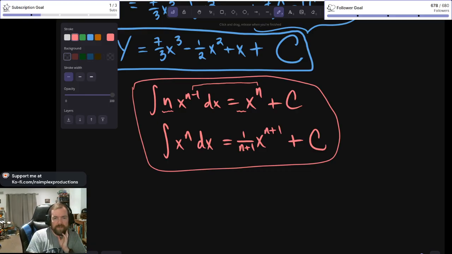Effectively, we took our n that we started with and we divided by our new exponent, which is n. So now n over n is just 1 out front. On the bottom one, we started with a 1 and we divide by our new exponent n plus 1, so 1 over n plus 1 times x to the n plus 1 plus c. So however you want to organize it, this is what it all looks like.